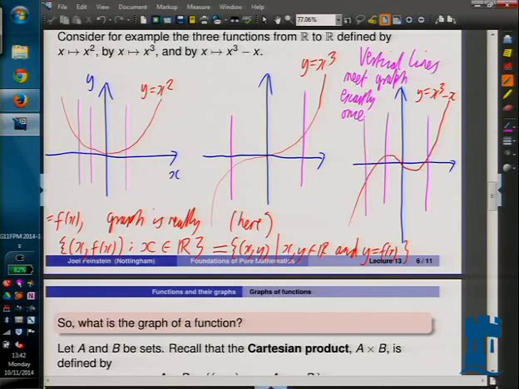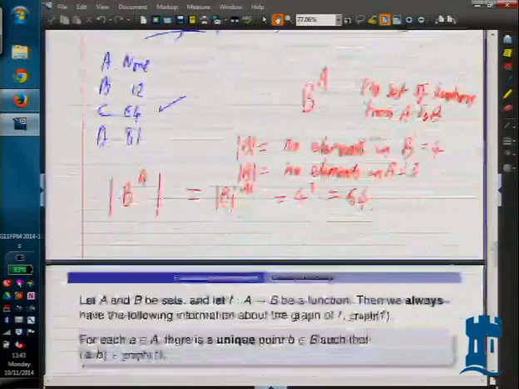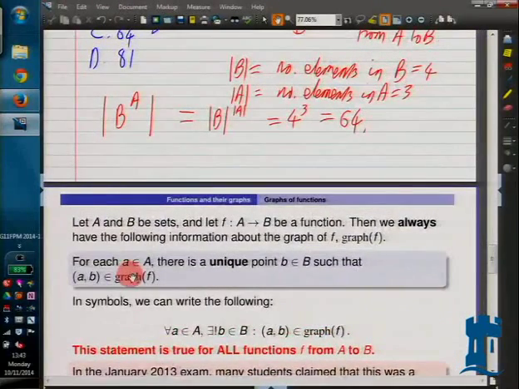As long as you stay in the domain, and you draw your vertical line, it's bound to hit the graph exactly once, because you're plotting y equals f of x, and we're only allowed one value, f of x, for a given x. There's nothing special about functions with this property, okay? So if we come back to what I just said, for every a in the domain, A is the domain, there's always a unique b in the codomain such that the relevant ordered pair is in the graph.